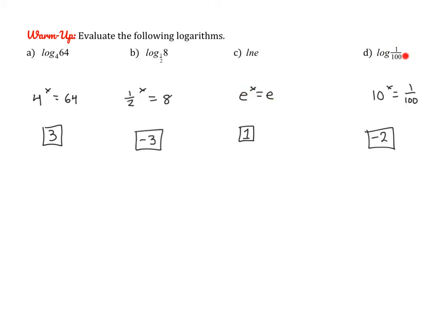And the last one is a common log, which is, of course, base 10, although we don't write it. So 10 to what power is 1 over 100? We know that we need it to be negative to get the reciprocal, and then we square it.